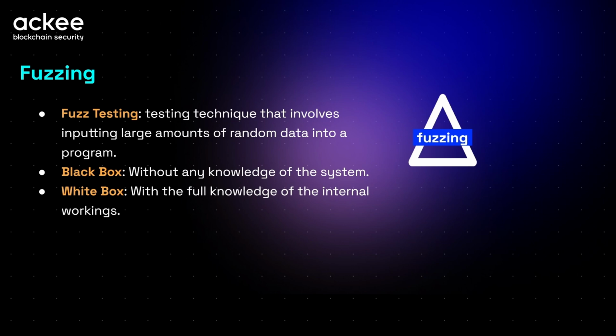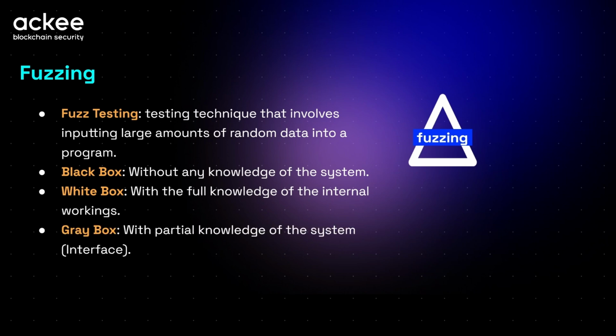The next is white box, where the knowledge is of the whole internal workings, so the fuzzer can behave accordingly based on the internal workings of the smart contract.